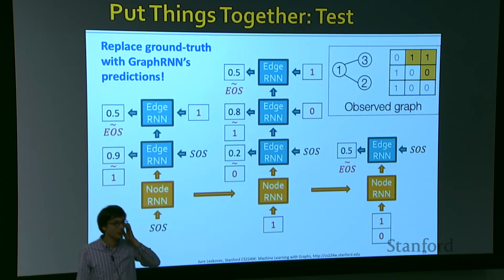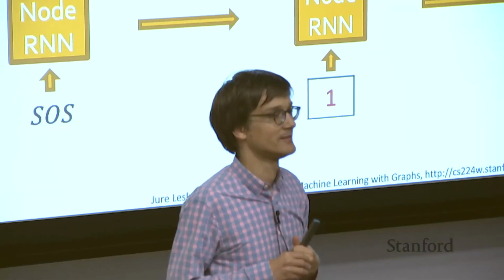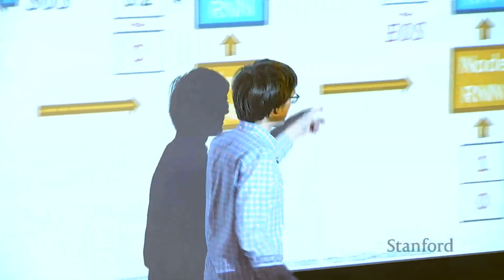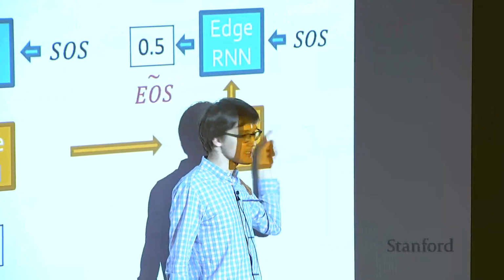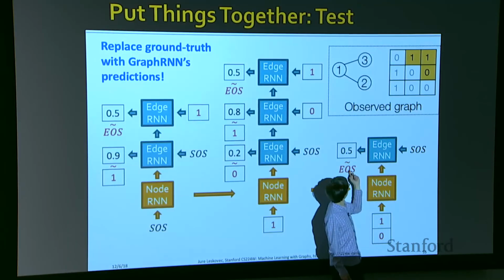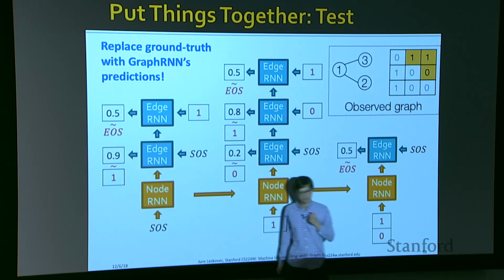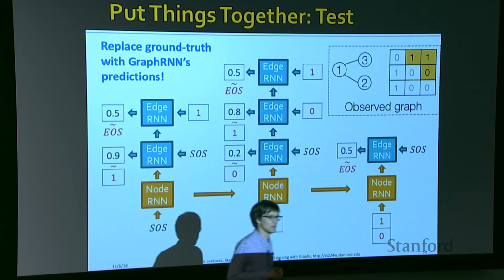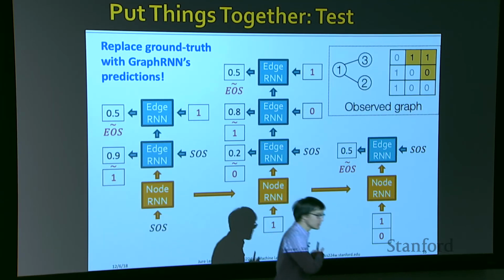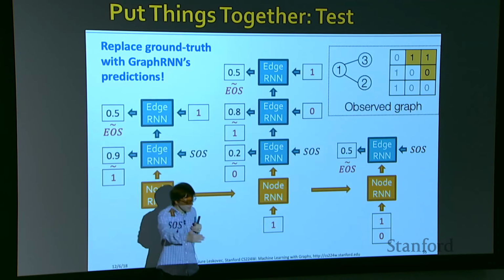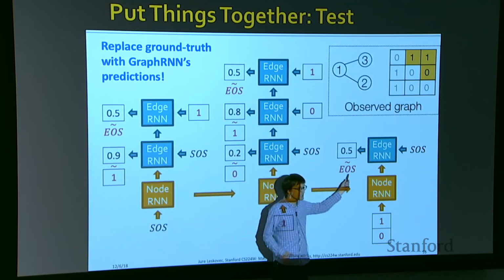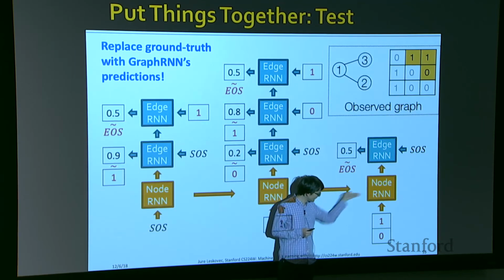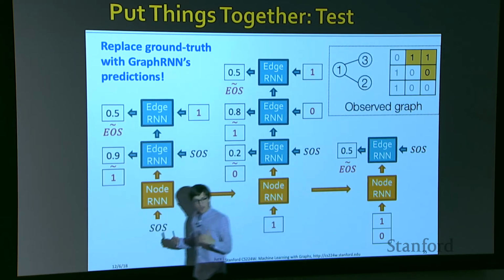Yes? So is the size of your node sequence fixed? No. The size of the node sequence is not fixed because I continue doing this until this guy outputs end of sequence. So inside of this node RNN box here, how do you decide how many RNN cells you want to use? You use them until you generate end of sequence. So until the thing will say I'm stopping.